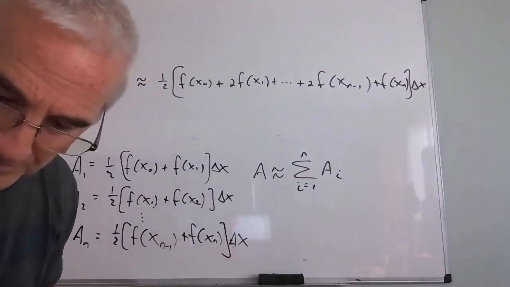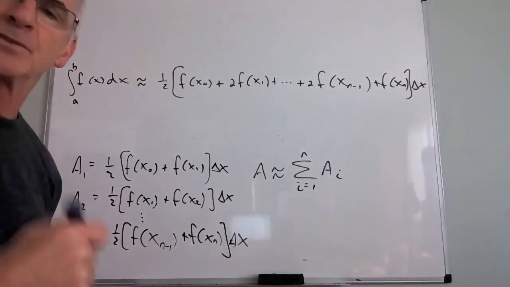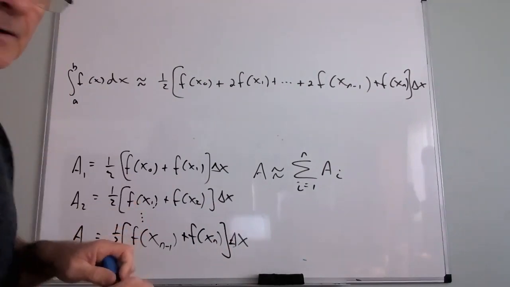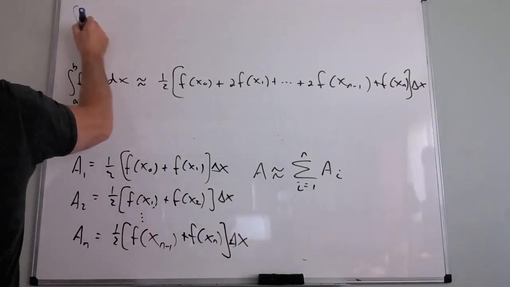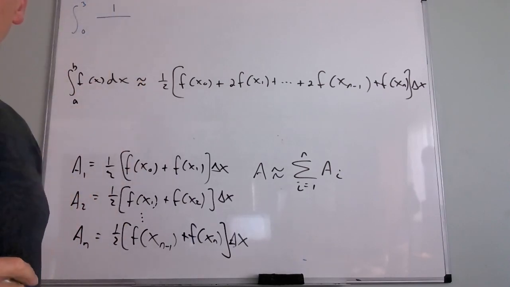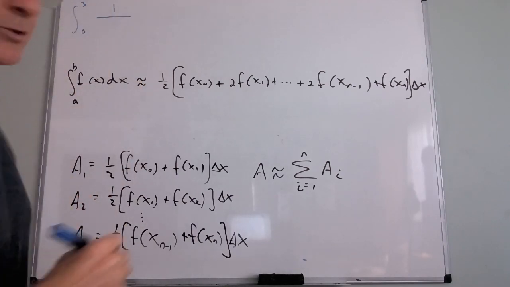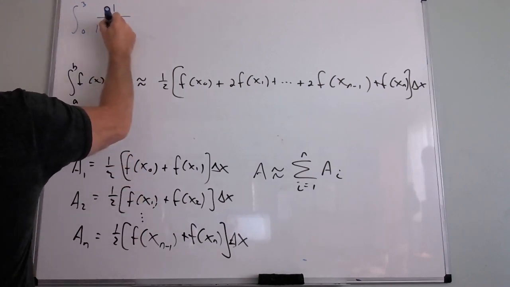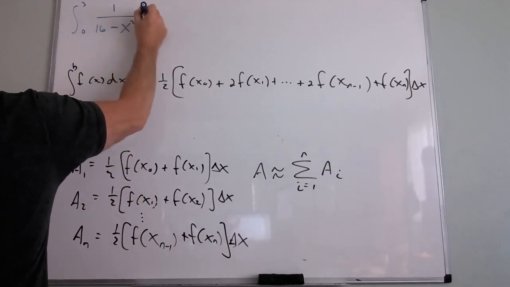So let's do a problem. My pens are running out of ink. Let's do the integral from 0 to 3 of, let's say, 1 over 16 minus x squared.